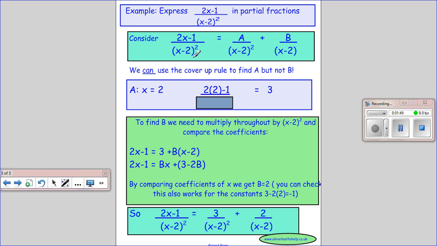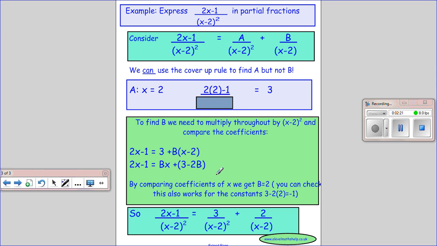So I'm going to multiply throughout by x minus 2 squared. I multiply this one by x minus 2 squared, and that x minus 2 squared would cancel, leaving you just the 2x minus 1. Multiply this one by x minus 2 squared. Again, it cancels, just leaving you the A, and the A is 3, so I pop the 3 straight in there. And then here, when I multiply this one by x minus 2 squared, I can see that the x minus 2s cancel, leaving me just an x minus 2 on the top. So I expand this out.